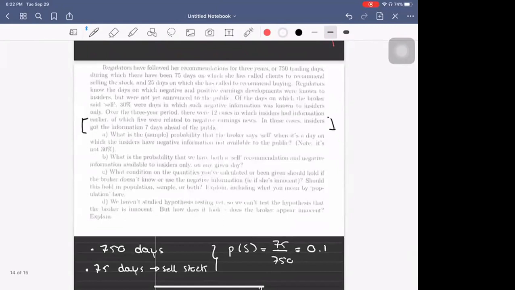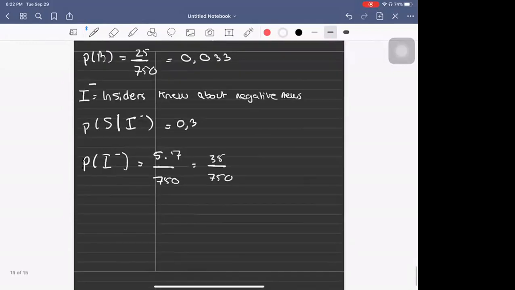So now, first question: what is the probability that the brokers say sell when it's a day on which the insiders have negative information not available to the public? And it's not 30%, obviously. So here we're dealing with conditional probabilities. Reiterating the statement: what is the probability that the broker said sell to her clients given that insiders knew about the negative information? So using the notation I had, what is the probability that the broker said sell given that insiders knew about the negative news?